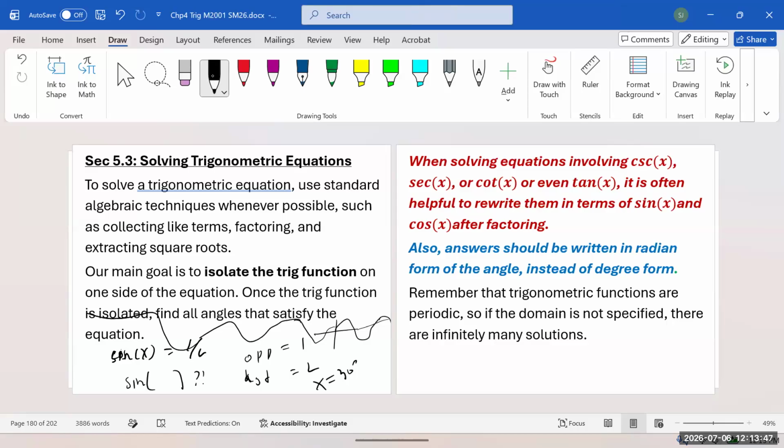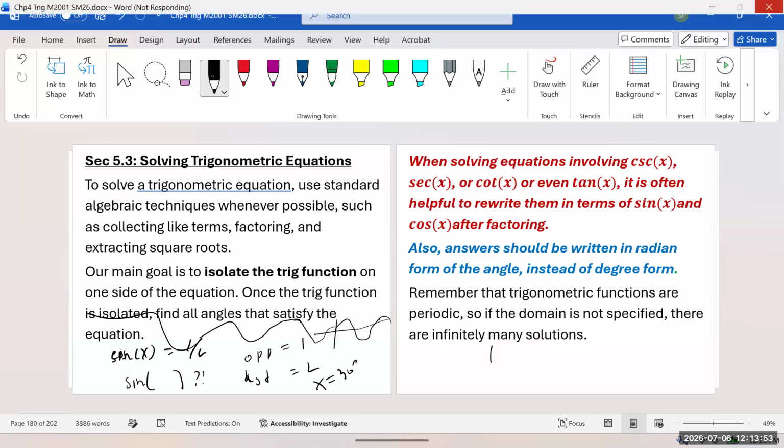For example, here, let me draw clearly. Let me get a page here. Insert. Come on.